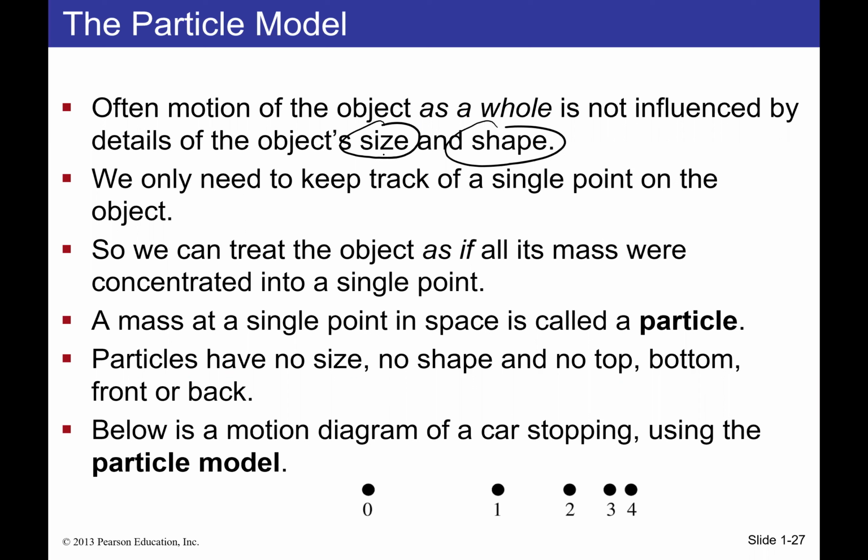That means the car that we had in the previous slide, for example, I can represent with a dot or a point. A person with a point, an elephant with a point, anything that we want, as long as we don't really care about its size or shape, and we're not going to be caring about its size or shape, at least until chapter 4. We can then just simply represent everything as a particle.